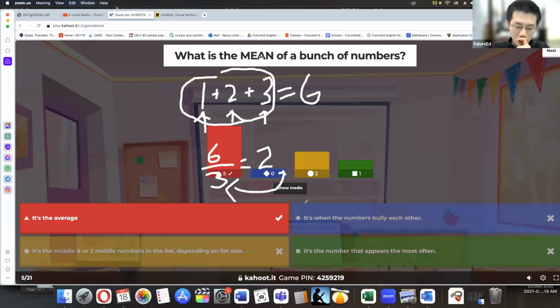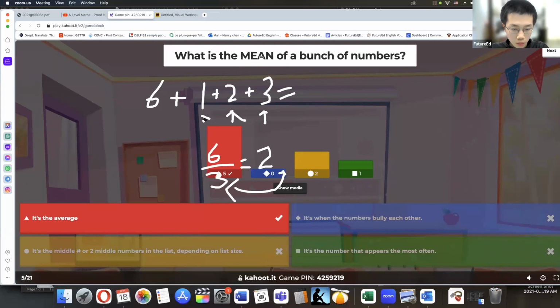So let's say I added a 6 to this. Oh, wait, maybe not a 6. Yeah, let's say I added a 6 to this group. So instead of 1 plus 2 plus 3, I added a 6. So what's 6 plus 1 plus 2 plus 3? Can someone tell me the answer, please? Okay, Nancy put 12. Thank you. So 6 plus 1 plus 2 plus 3 is equal to 12.